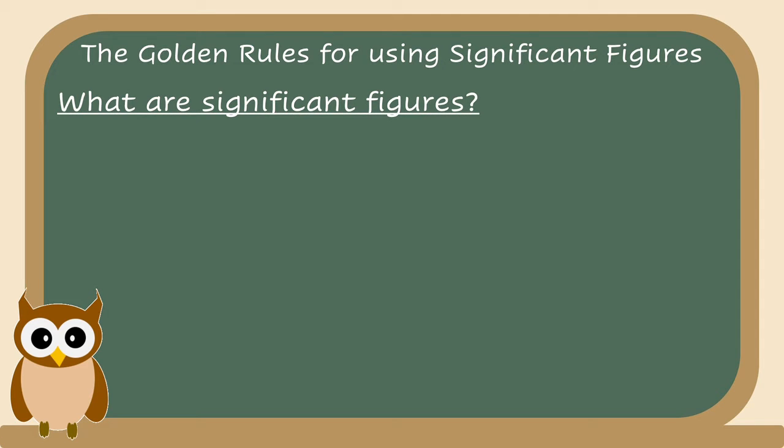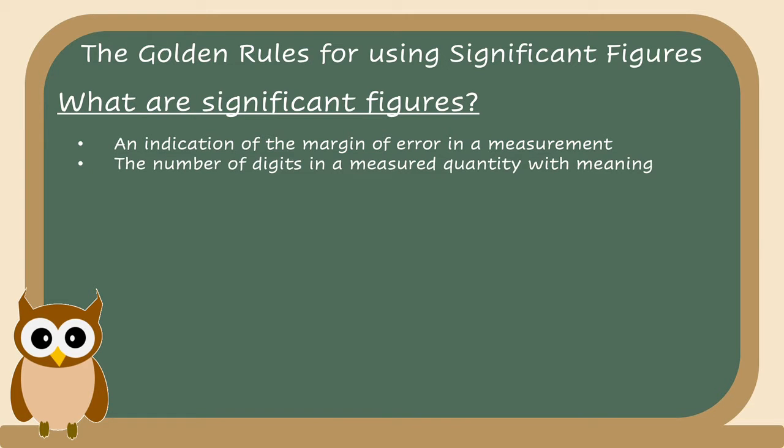So what exactly are significant figures? Well, they are an indication of the margin of error in a measurement, and they are the number of digits in a measured quantity with meaning. The last digit is always considered uncertain.